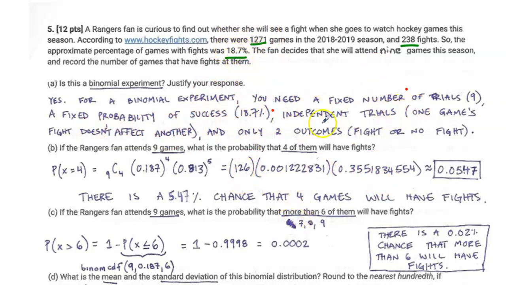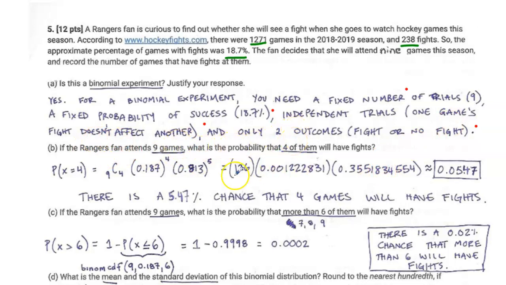Independent trials, that means that one game's fights don't affect another, which is probably true. And only 2 outcomes. Either you see a fight or you don't see a fight. It's not like, oh, well, there was kind of a fight. The fights are measured by whether the player gets a technical penalty or not. If the Rangers fan attends 9 games, what's the probability that 4 of them will have fights?